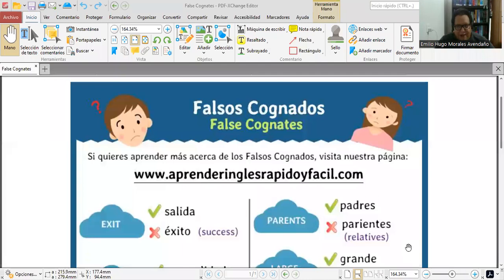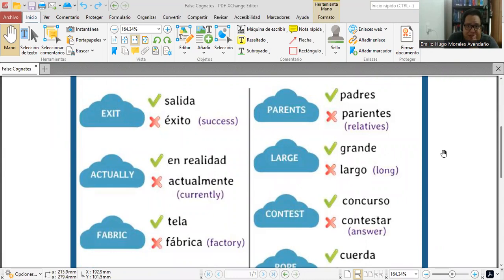In this case, it's an easy exercise. You must perform this. We're going to review this exercise. It's about false cognates. There are a lot of examples here. For instance, we have the word exit. In Spanish, we can relate it with the word éxito.